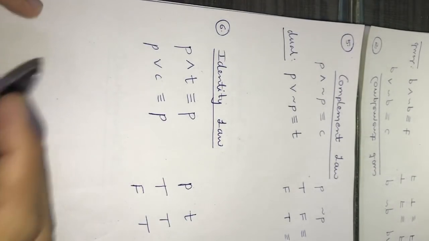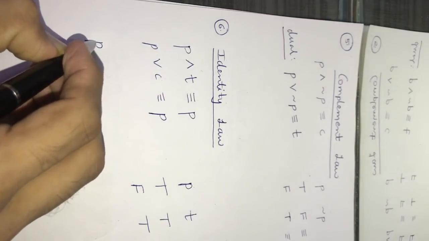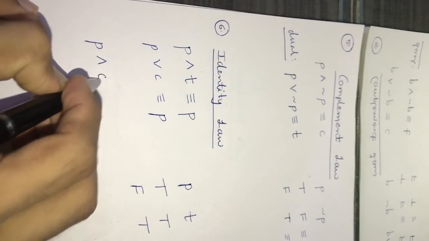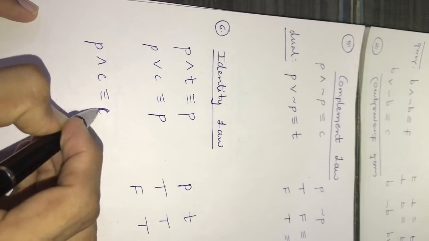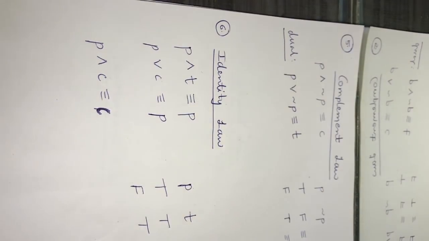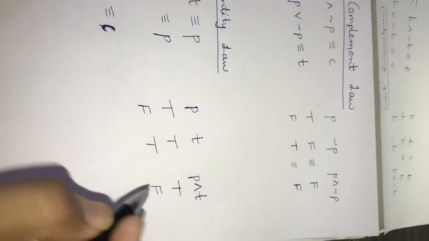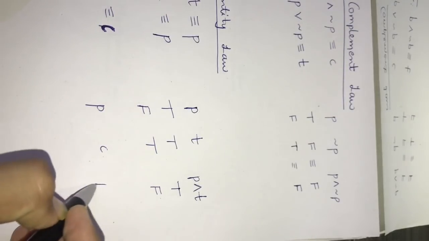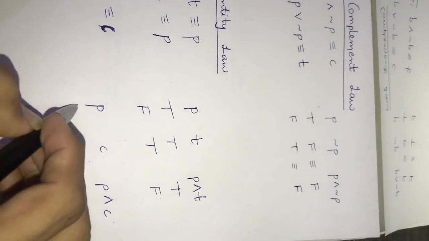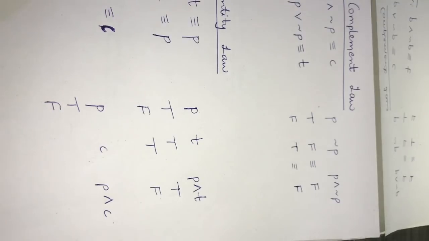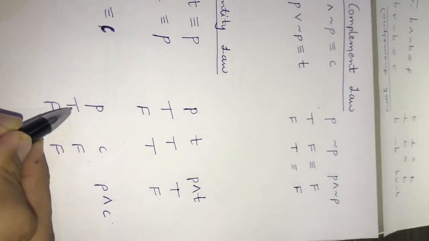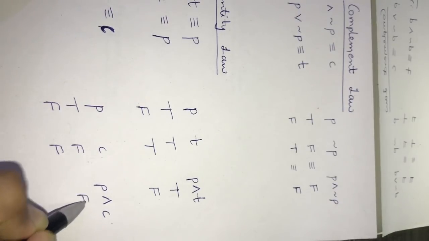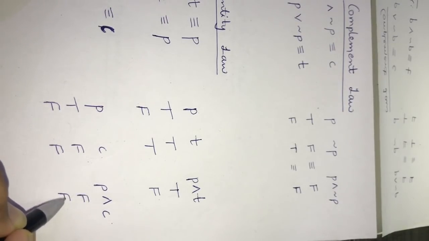Okay, there is one more set here, that is P and contradiction is contradiction, right? Very simple. P and contradiction is contradiction. This can be true. This can be false. Contradiction is always false. Then you have true and false, false. False and false, false.